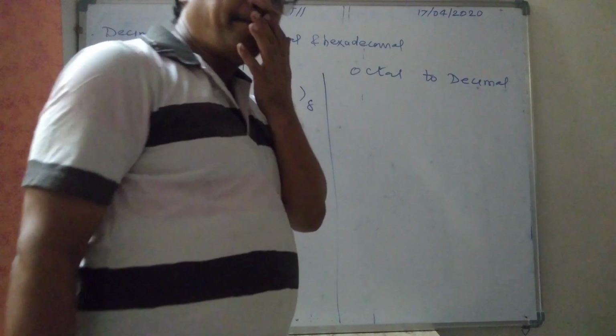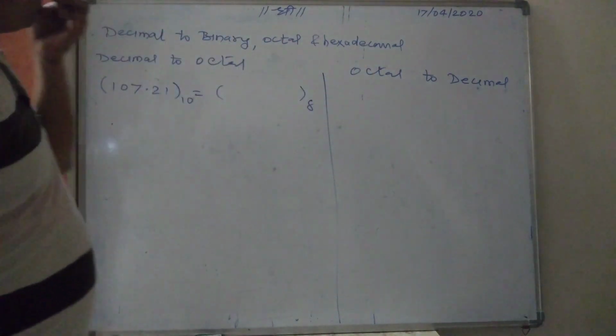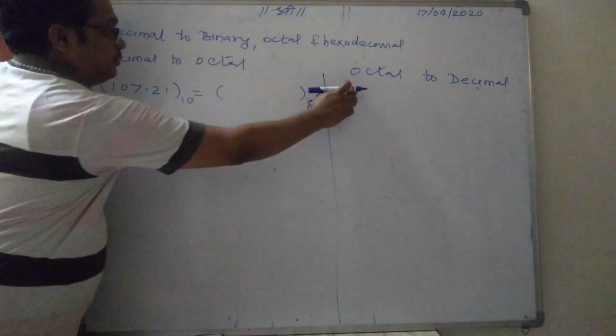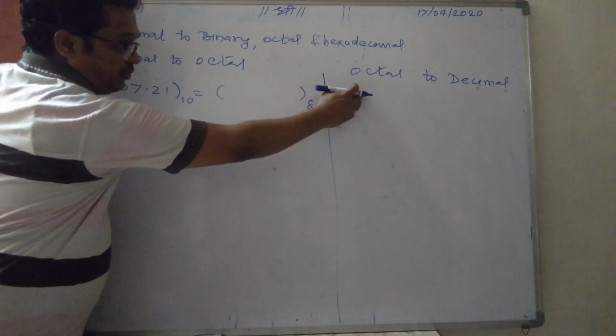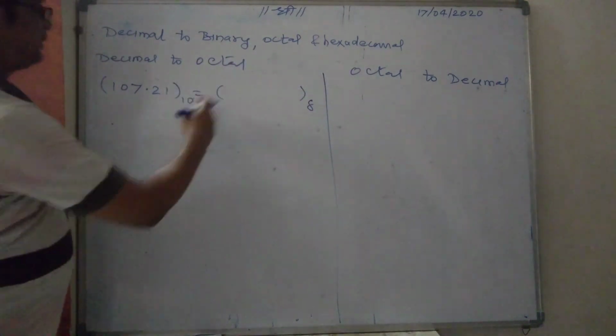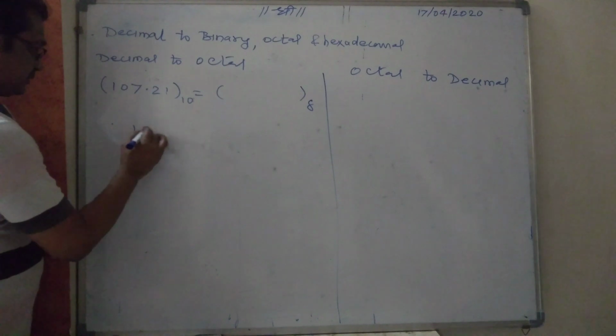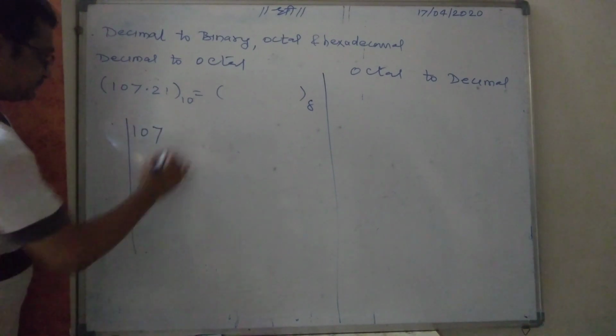Octal to decimal. For binary to decimal we multiplied by powers of 2. For octal to decimal we will multiply by powers of 8. So decimal to octal: integer part, fractional part. Integer part, now I will divide it by 8.